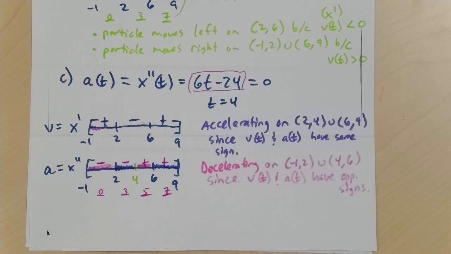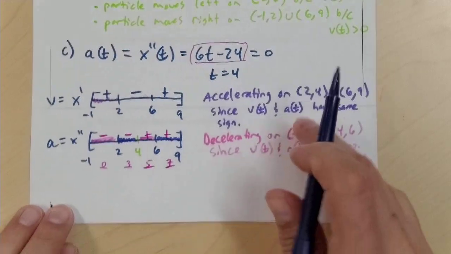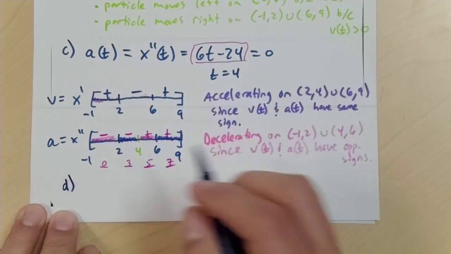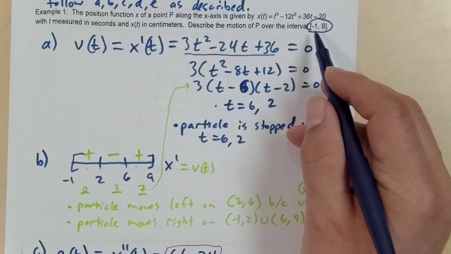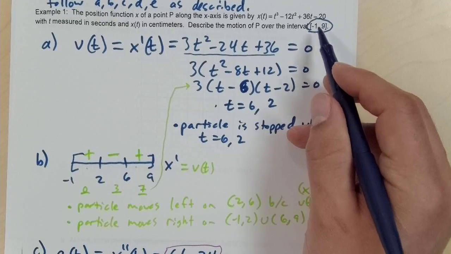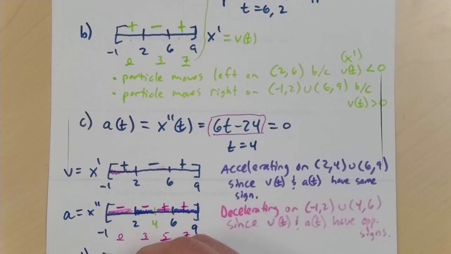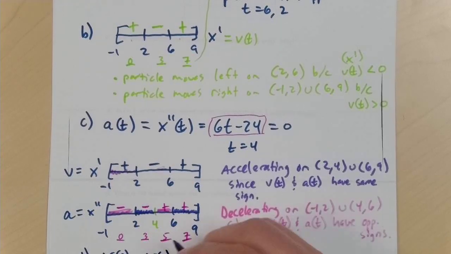Moving on to the fourth thing. What is part D? Displacement. So overall displacement, all we do is we start at negative 1 for time and we end at 9. We plug those both into the position function and we subtract. So we do x of 9 minus x of negative 1.